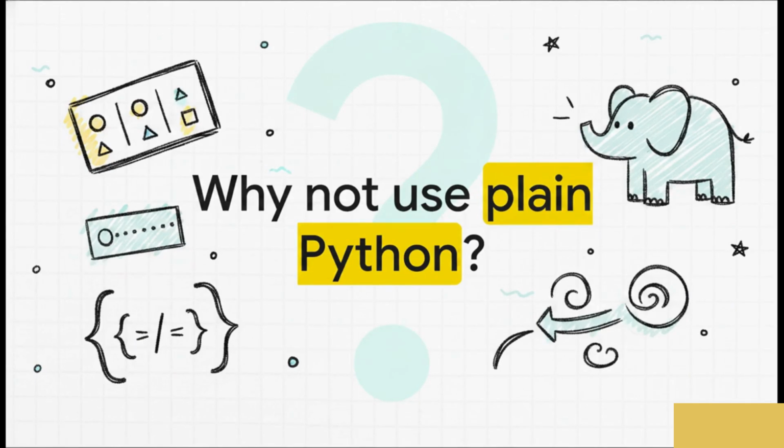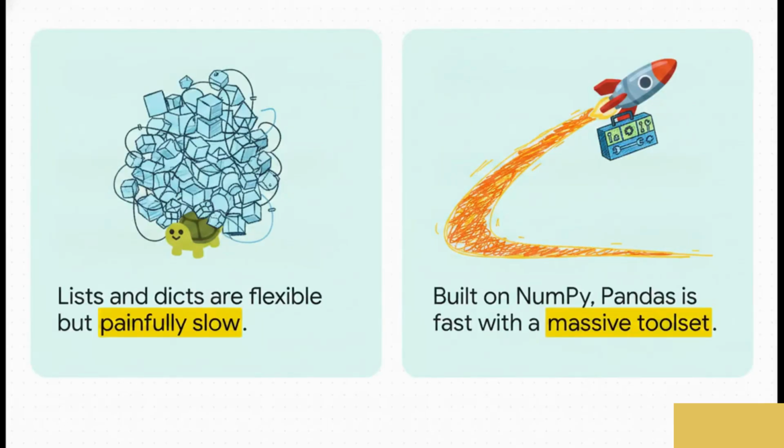I want to pose a really fundamental question. Why do we even need a specialized library for this, right? Like, why not just stick to plain native Python data structures? After all, Python already gives us lists, and it gives us dictionaries. Why add another whole layer of complexity? Okay, let's dive into this.